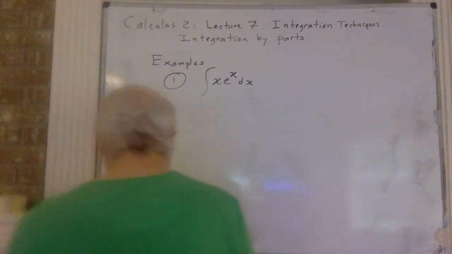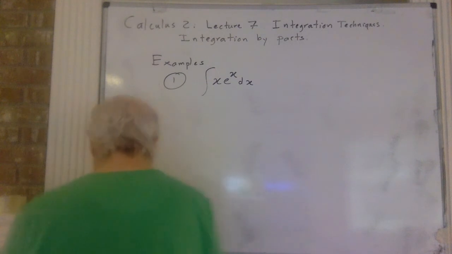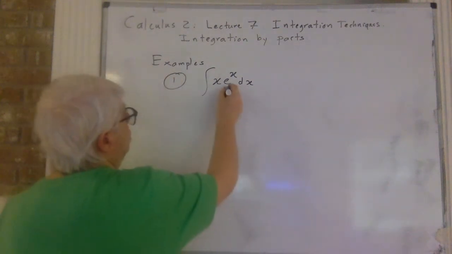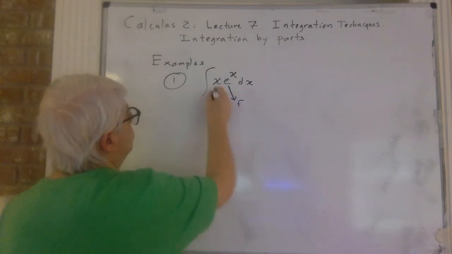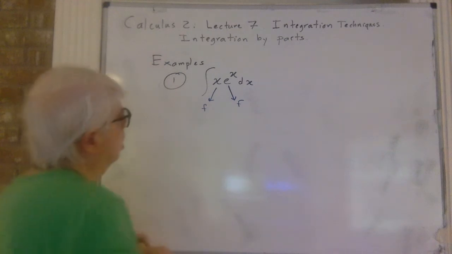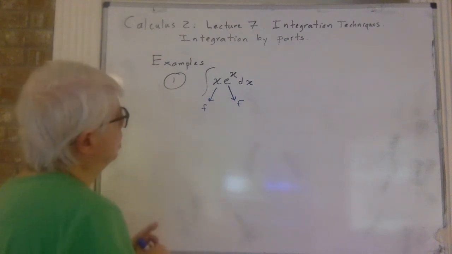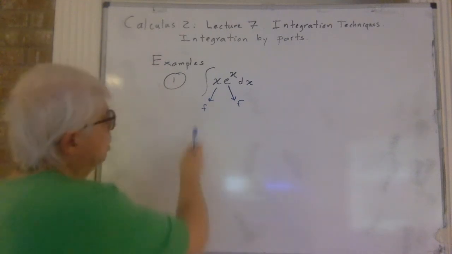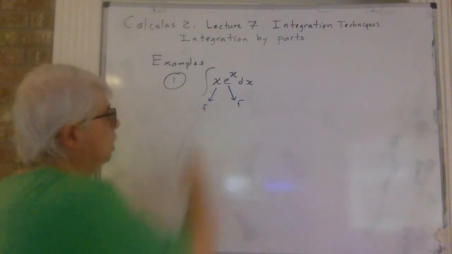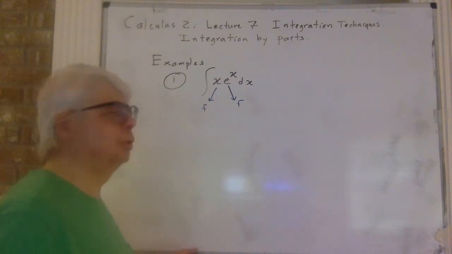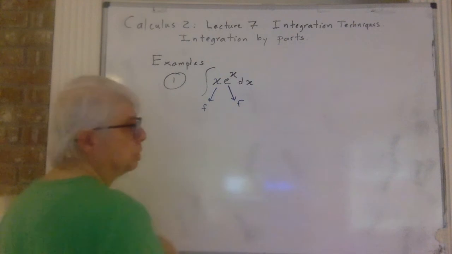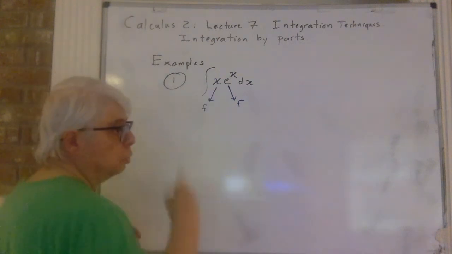Well, I have some blue ones. So, the question is, should I take this one to be f or this one? Okay, which one has a simpler derivative? The derivative of x is 1. That's quite simple. The derivative of e to power x is e to power x. No change. So this one changes. This goes from x to 1.